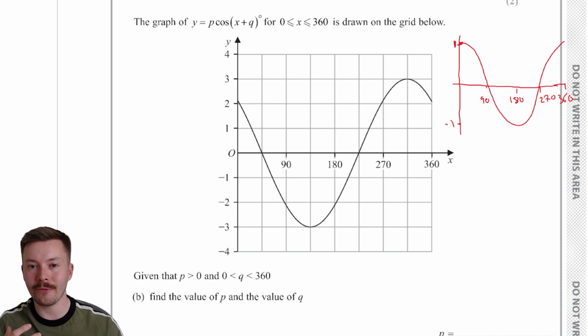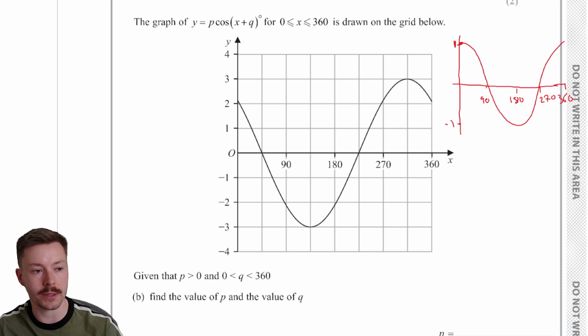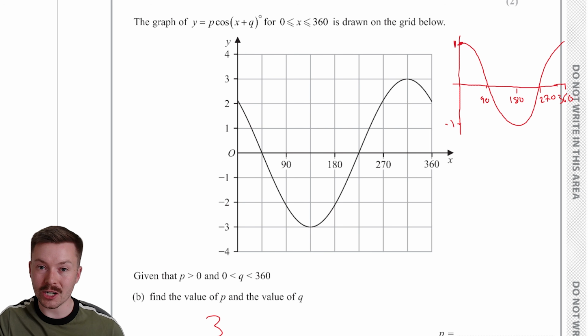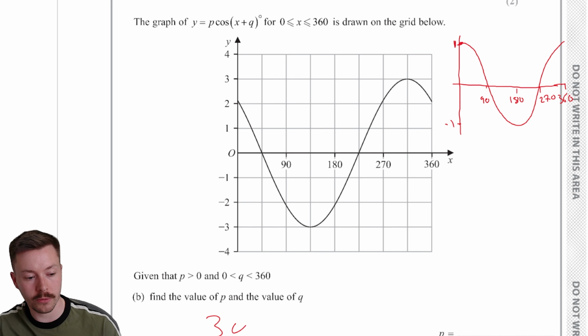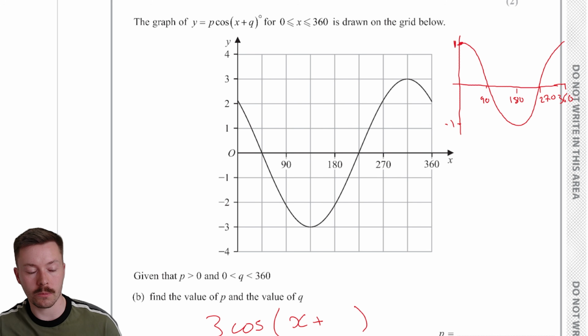Now on here it goes up to a height of 3. Now remember, if it affects the y, i.e. if it's outside the bracket, it behaves in the way you would expect. So this, because it's gone up and down to 3, it's been stretched in the y direction by 3. This has got to be 3 cos, and then we've got x plus something.